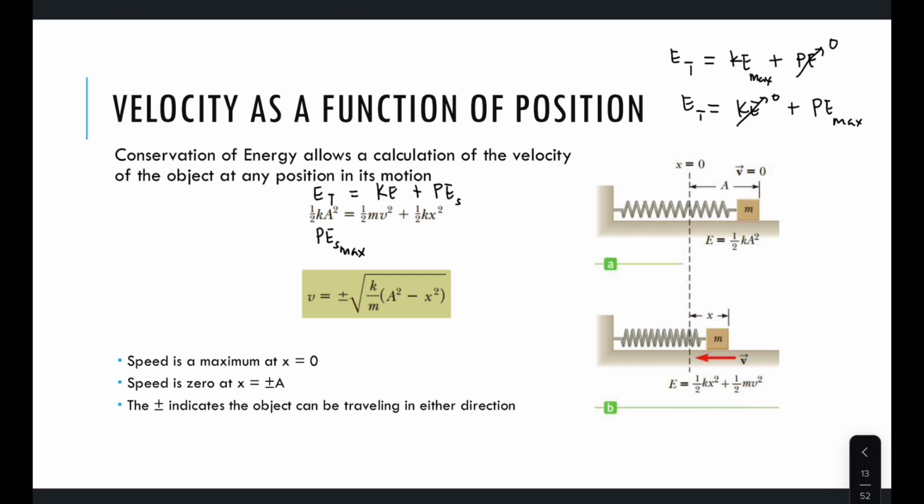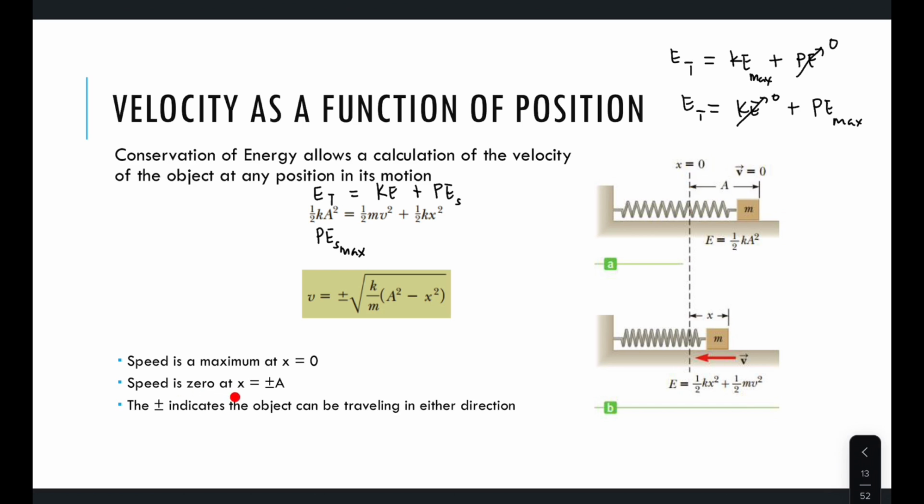Okay, so take a look at the statement here. Speed is maximum at x equivalent to 0. Why is it so? You see, when you substitute x equivalent to 0, the whole formula gives a maximum value. That is how we know that whenever it reaches the equilibrium position, the block is going to attain its V max. This is the biggest V it can attain the moment it reaches the equilibrium position.